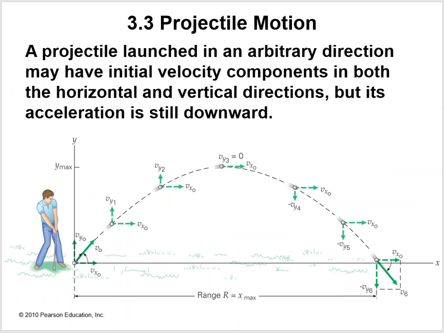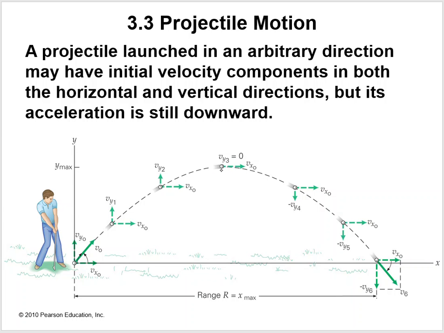A projectile launched in an arbitrary direction may have initial velocity components in both the horizontal and vertical directions, but its acceleration is still downwards. So let's look here. We've got a golfer who hits a ball, and initially it has an x velocity and a y velocity. That's why it goes up and forward. But what happens as time goes by? Well, the y velocity, because gravity is pulling on it, starts to slow down. The x velocity is not going to change, again, because there's nothing accelerating or slowing it down in the x direction. It's going to keep going forward.